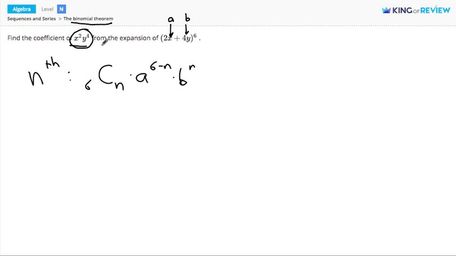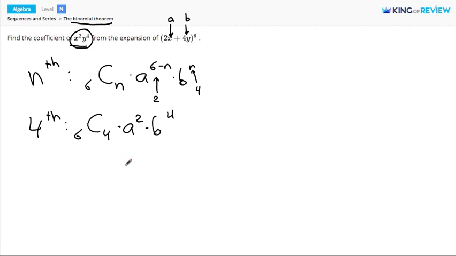I want x squared y to the fourth. I want 6 minus n to be 2 and n to be 4. Well, if n is 4, then this will work out. 6 minus 4 is 2. So this means I want the fourth term in this series. And according to this formula, that will be 6 choose 4 times a to the 6 minus 4, which is 2, times b to the fourth. So there's several things we need to figure out here.